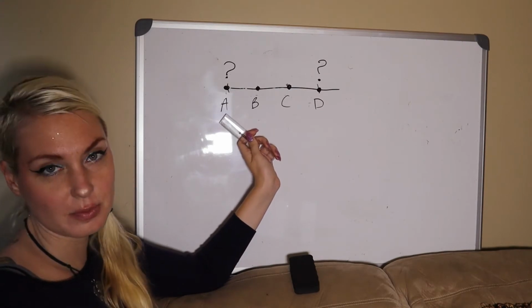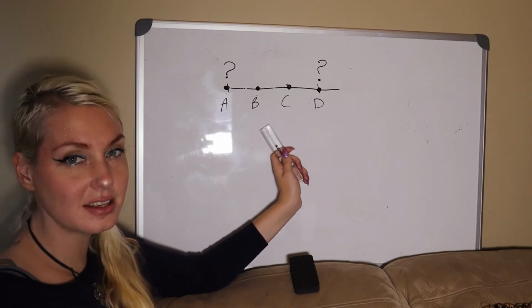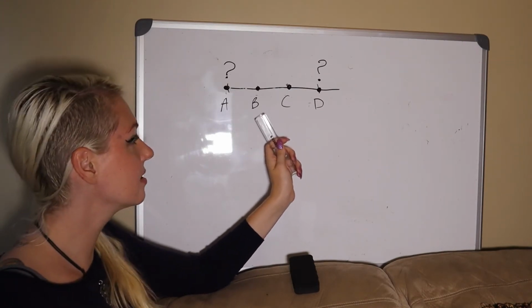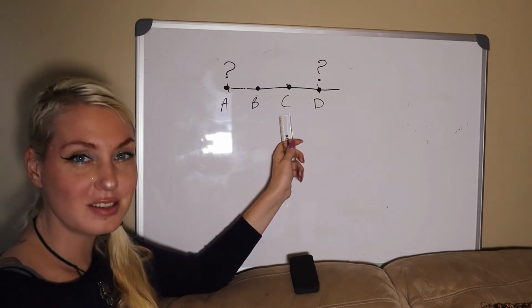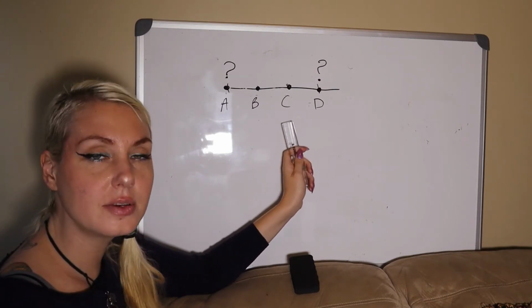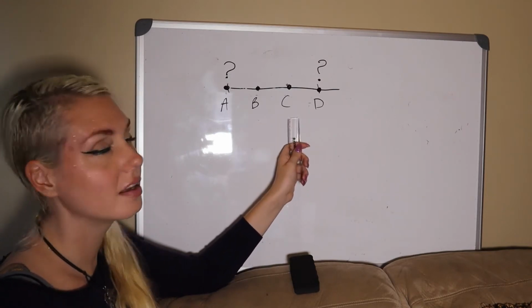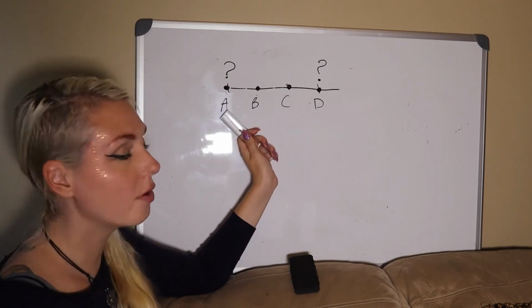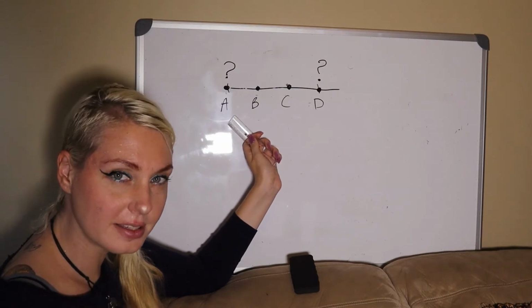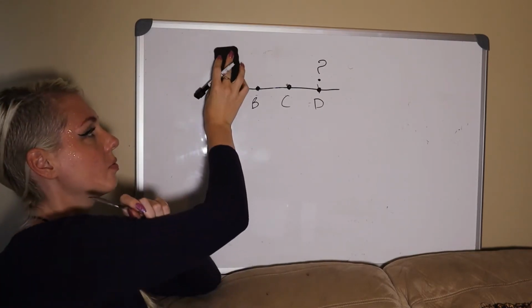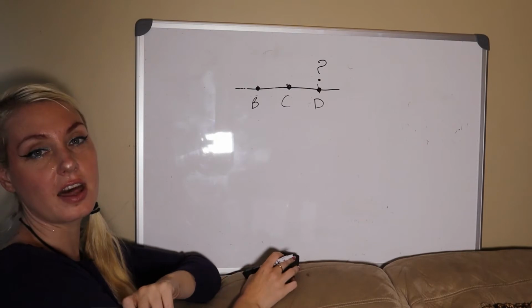Even though the distance between A to B is equidistant to the distance from B to C, it is not equidistant to the distance from A to C. Therefore, we cannot place a point at A. So we're gonna scratch that out.